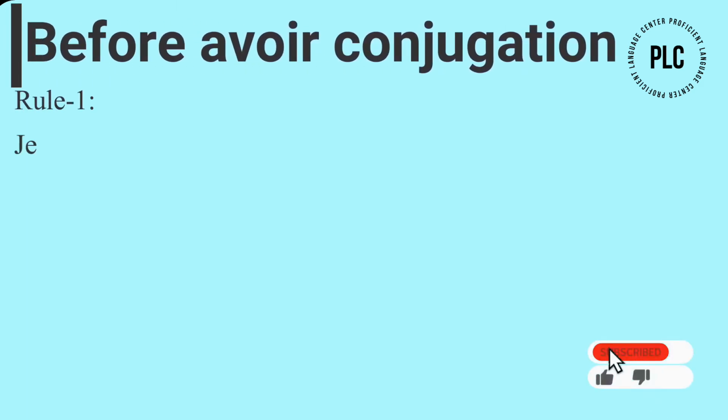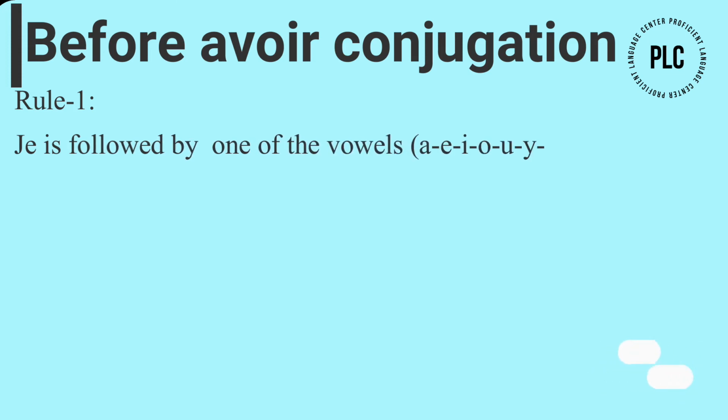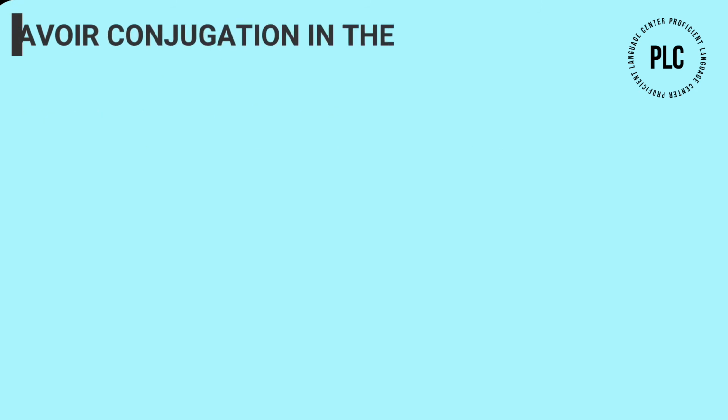And before conjugation, we also need to know one rule, that is, when je is followed by one of the vowels A, E, I, O, U, it becomes j apostrophe. So when you write je, it is actually je plus ai. Because je is followed by a vowel, that is A, it becomes j'ai. Now let's see the conjugation.